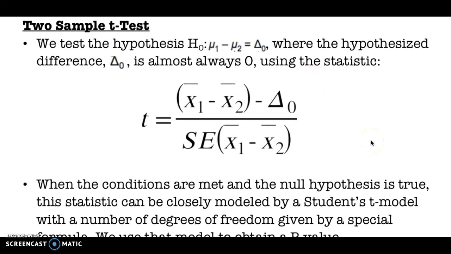Okay, two-sample t-test. We test the null hypothesis that mu1 minus mu2 is equal to 0, where the hypothesized difference is delta. I don't know if you've all taken physics or chemistry. Remember, delta is change. So basically, you're saying that the difference between the two is 0. Using the test statistic t, remember, our t-score is going to be the sample mean 1 minus the sample mean 2 minus the delta of 0, which is the change of the null, which is almost always 0, over your standard error.